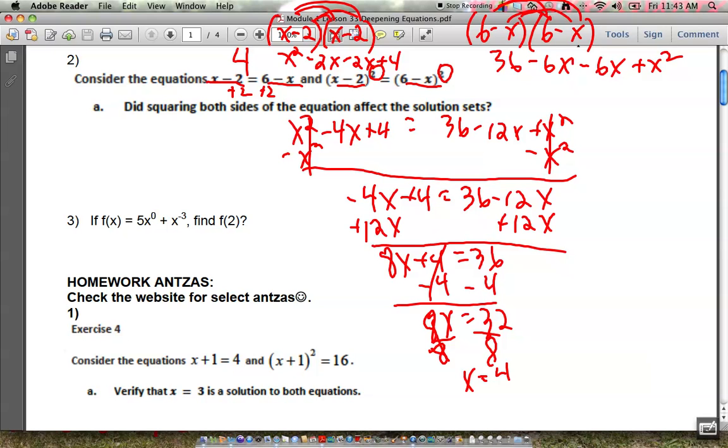Because I did the same thing to both sides, I'm okay. All right, number 3 is a lot like questions we've been doing the last few days. 5 times x to the 0. I did have to work with a couple of people with extra help on cleaning this up. The x is to the 0, not the 5.